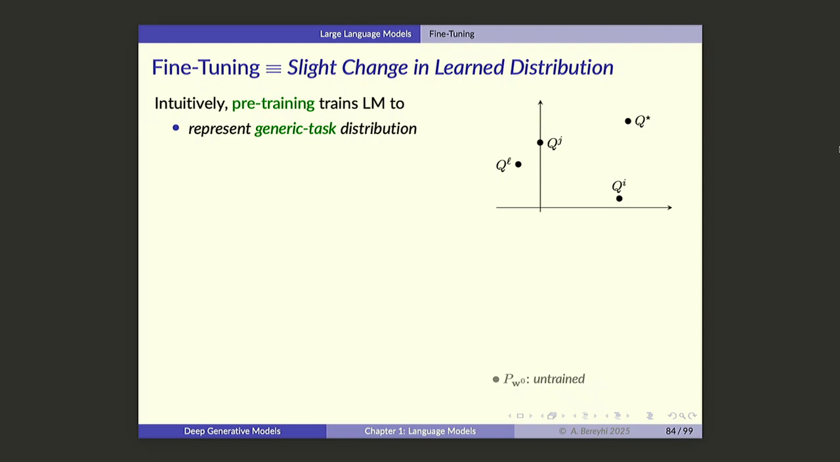Now, when you start with a totally untrained language model, when you initialize the weights of your transformer totally randomly, this is giving you a distribution which is total nonsense. It has nothing to do with the language. You just generate random words after each other, right? And then you do the pre-training.